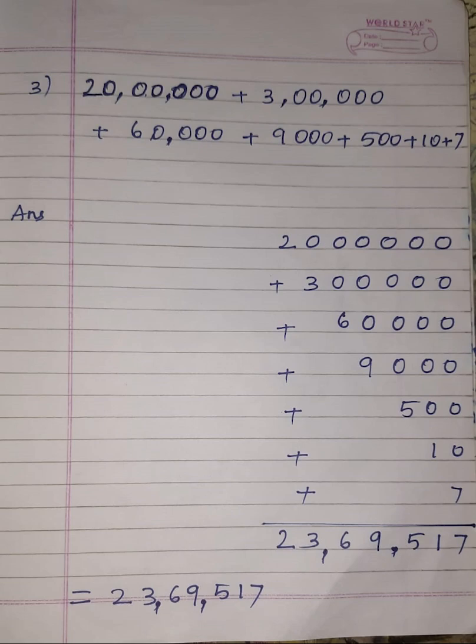69,517 is the number. Okay, which is equal to 23 lakhs 69,517. You have to write it in the form of figure. Children, clear? When you are writing, leave space between the digits, and when you are adding, leave one line and add. Then only your notebook will look neat.